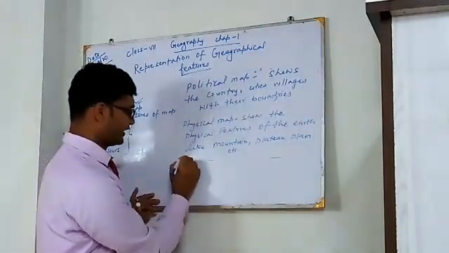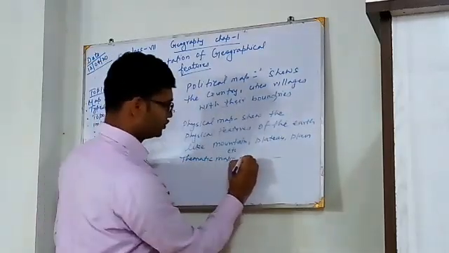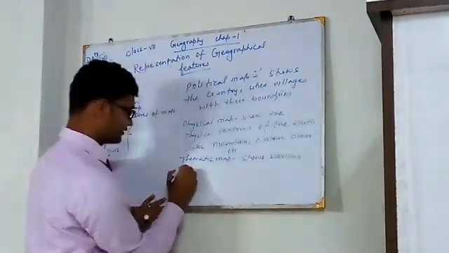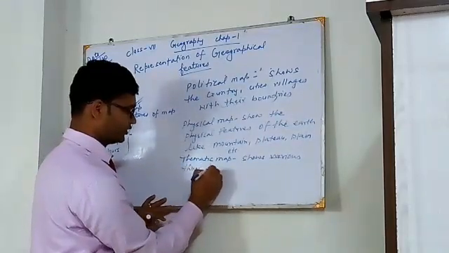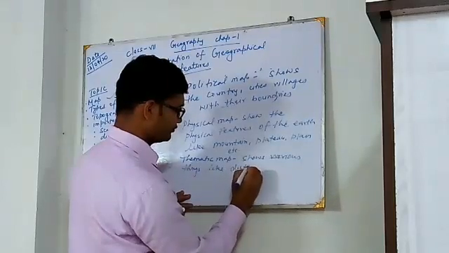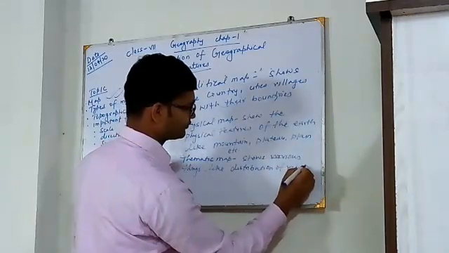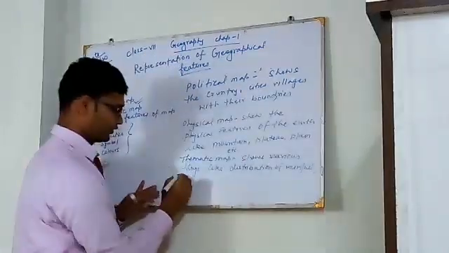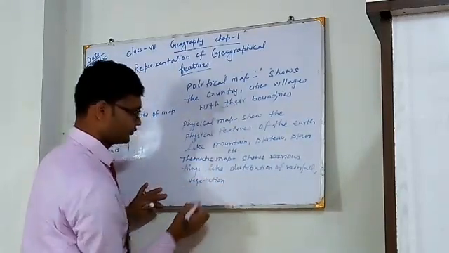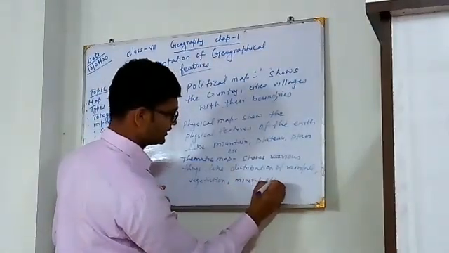Next one is thematic map. Thematic map shows various things like distribution of rainfall, vegetation, minerals, etc.